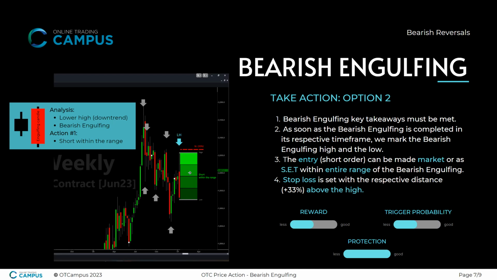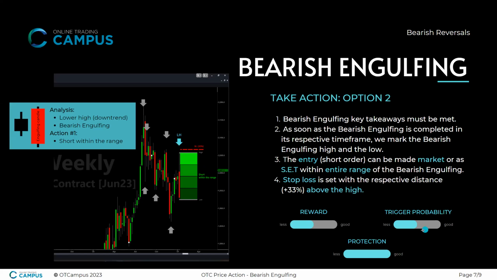You can wait also for the Monday close, for Tuesday opening, for Wednesday opening, and then look where you are. Wednesday, you are here. Okay, short market, stop loss above the high, and then enjoy maybe another ride. We have enough protection. Reward is of course better than option number one because we will get a better entry higher. We will sell gold a little bit higher.